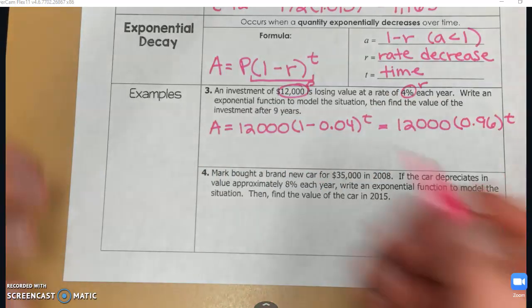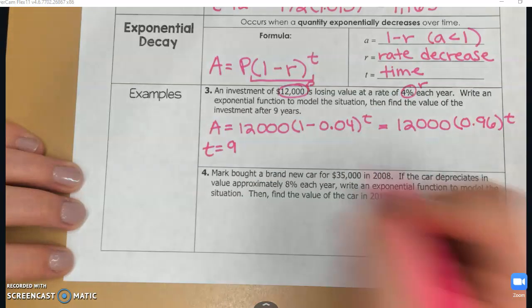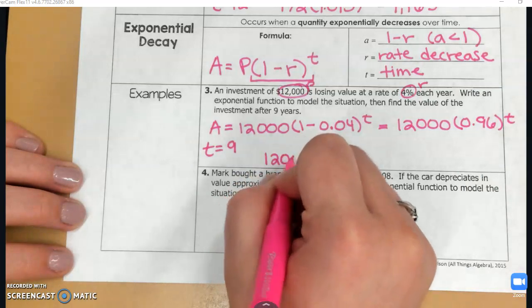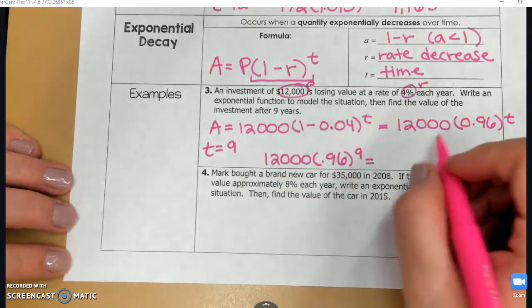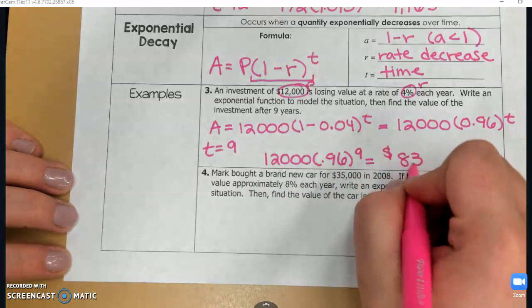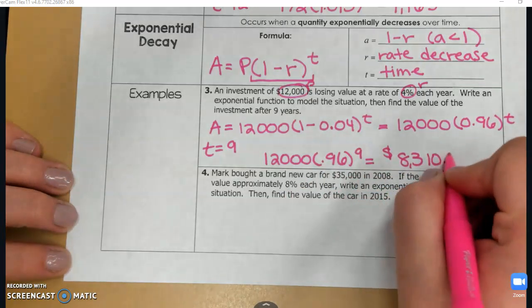Find the value of the investment after 9 years. So when t is 9, I'm looking at 12,000 times 0.96 to the 9th power. I'm still talking about money, so to 2 decimal places, that is going to be $8,310.41.